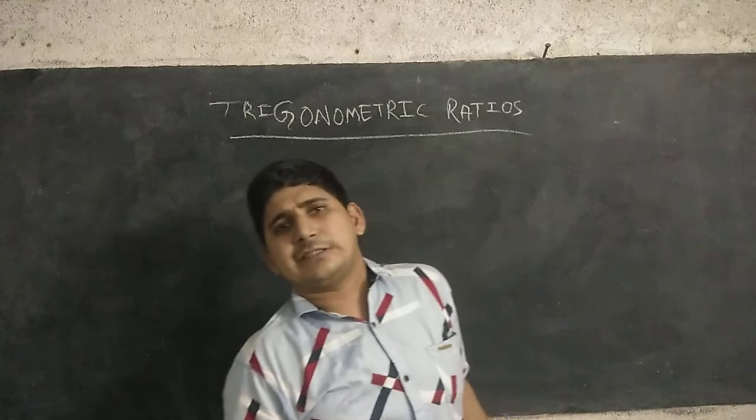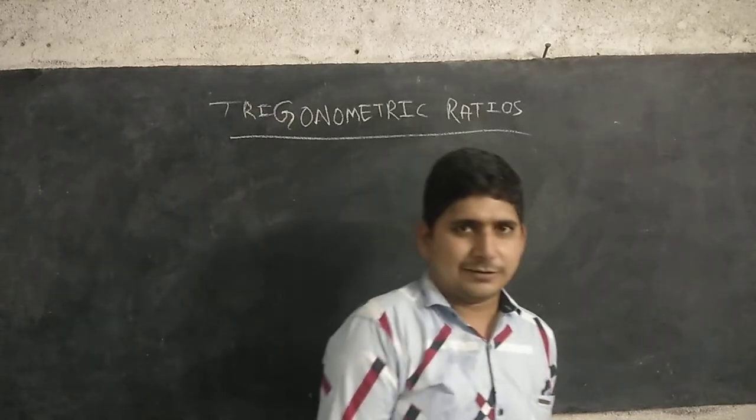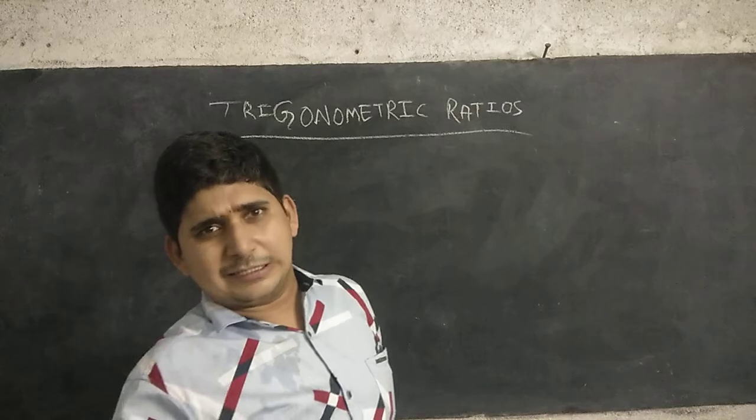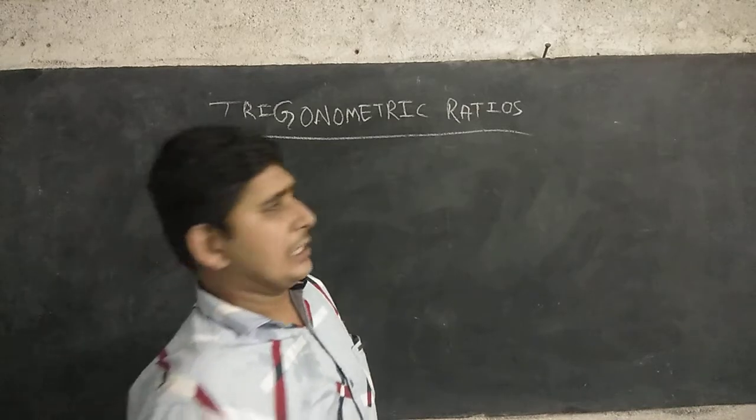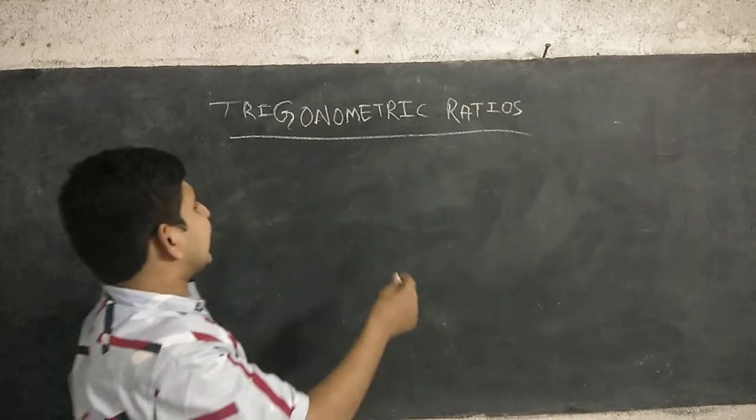Today we have discussed naming the sides of a right-angled triangle with respect to the position of theta. Now we are discussing the trigonometric ratio. Now, what is a ratio?